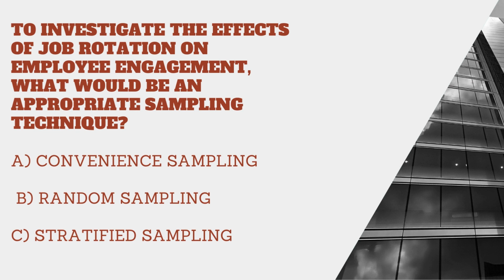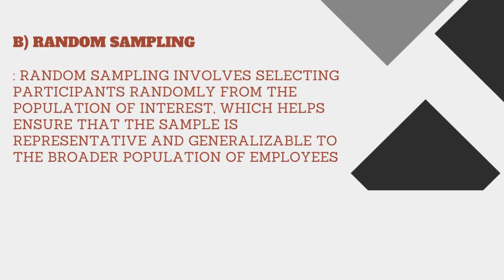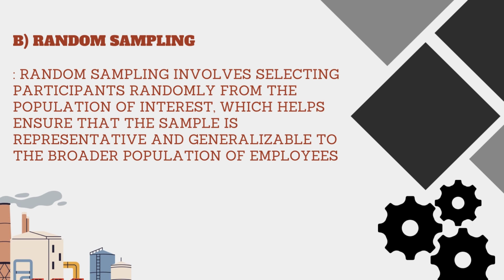To investigate the effects of job rotation on employee engagement, what would be an appropriate sampling technique? A. Convenience sampling. B. Random sampling. C. Stratified sampling. B. Random sampling. Random sampling involves selecting participants randomly from the population of interest, which helps ensure that the sample is representative and generalizable to the broader population of employees.